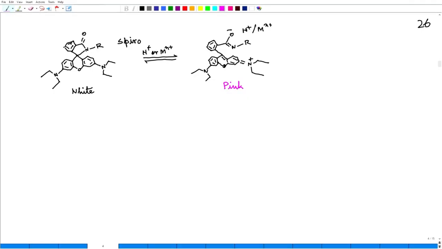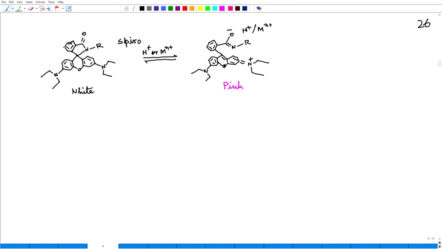So this spiro compound, there are many possibilities there because I can change the R group by other groups, so that this is the receptor site. This receptor site can be recognized by a particular metal ion. When you give that, this bond breaks and makes this kind of molecule, with an extended conjugation. Because of that, it is a very dark pink color and highly fluorescent, while this is white and non-fluorescent.